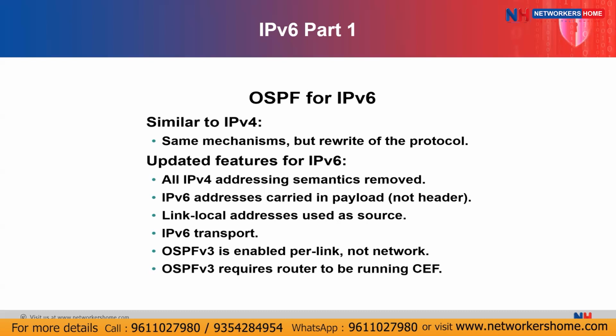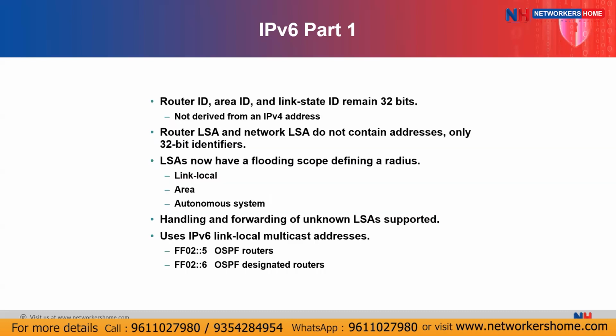So individually we need to enable it on the connected interfaces. OSPFv3 requires the router to be running CEF. Cisco Express Forwarding is required if we want to enable it properly. And router ID, area ID, and link state ID remain 32-bit, not derived from IPv6 addresses. Router LSA and network LSA do not contain addresses, only 32-bit identifiers.